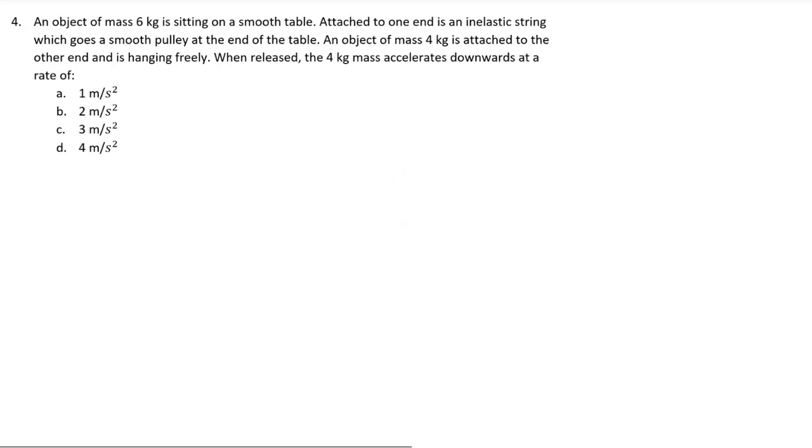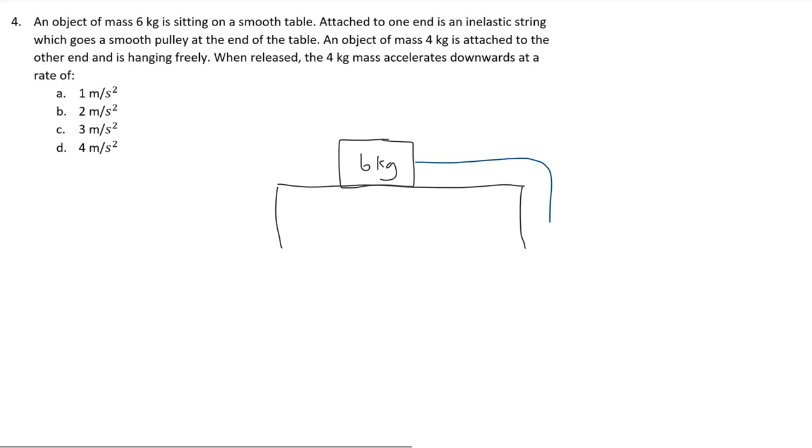The fourth question is asking us to find the net acceleration of a system of objects that are connected in some way. We are told that an object of a certain mass, 6 kilograms, is sitting on a smooth table. Smooth, you will see this word again in the MCAT, smooth means there is no friction. Attached to one end is an inelastic string. Inelastic just means that you can assume that the string doesn't stretch. If the string was allowed to stretch, that question would become even more complicated, so much so they would not be expected to know how to do it for the MCAT.